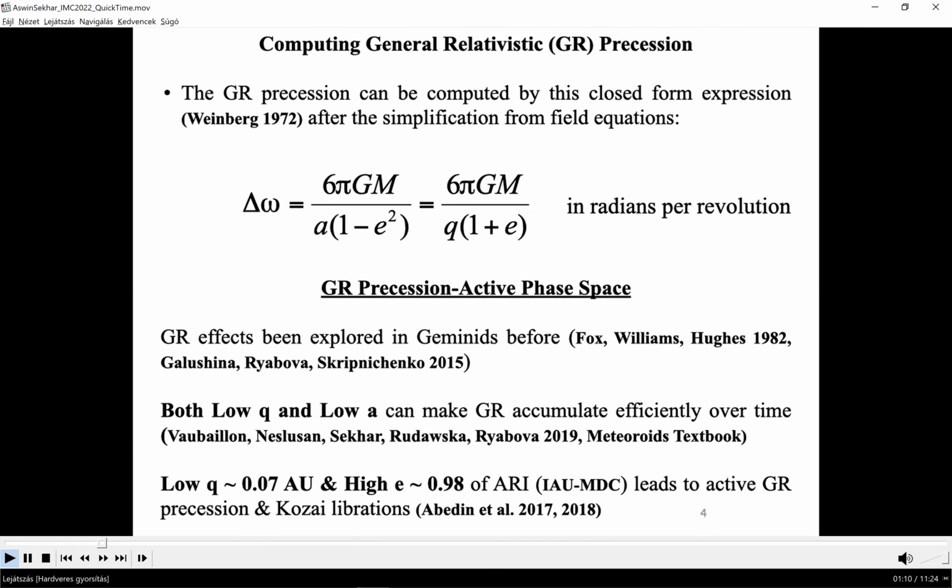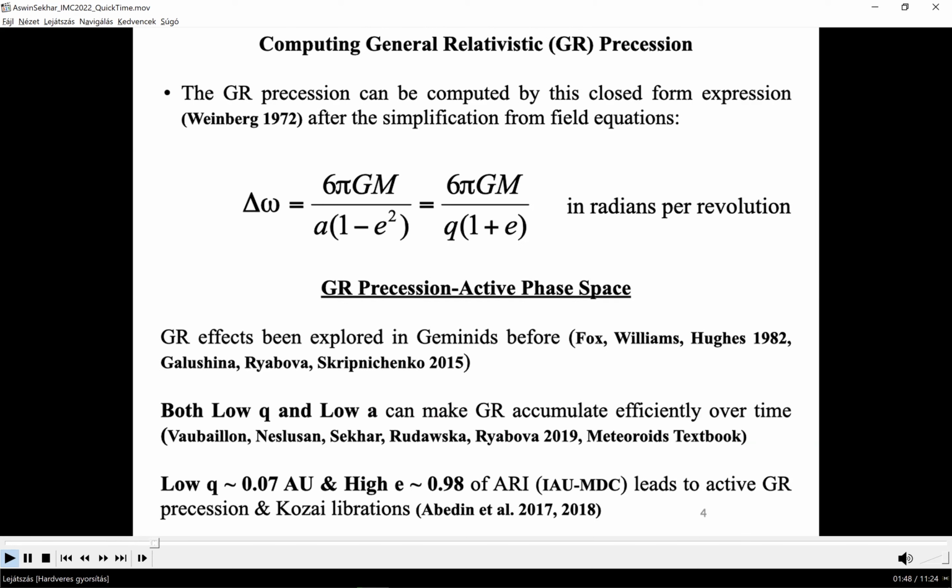So the computing of GR precession is fairly straightforward. It can be computed using this closed loop expression. You just plug in semi-major axis or perihelion distance and eccentricity and use this simple formula to compute delta omega, and you get it in radians per revolution, and you can convert it to the forms you like. And this could be easily done for different bodies if you get the orbital elements. And the GR effects have been explored in the past, especially in Geminids by different authors.